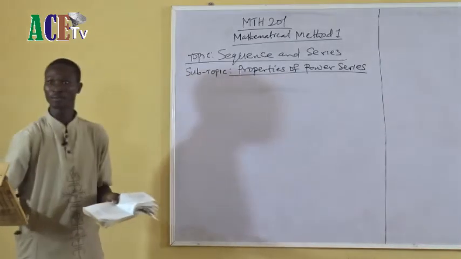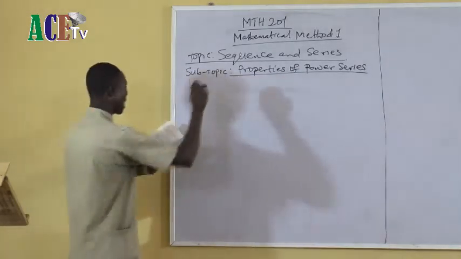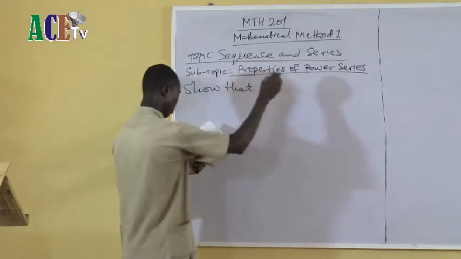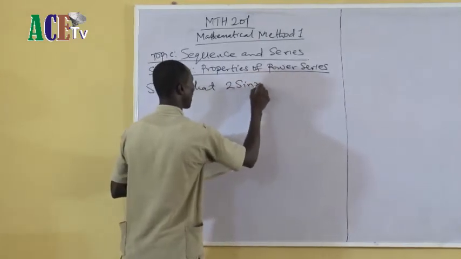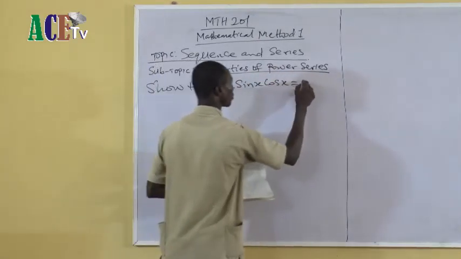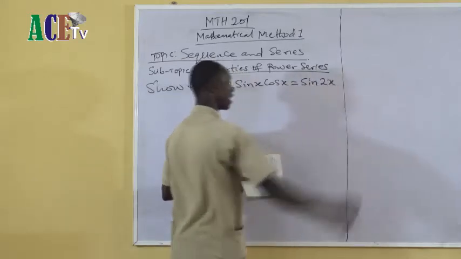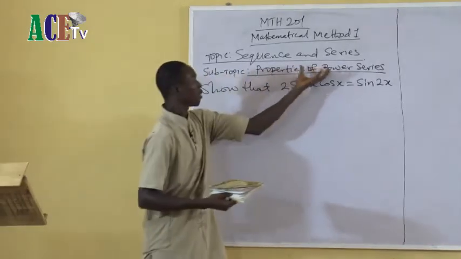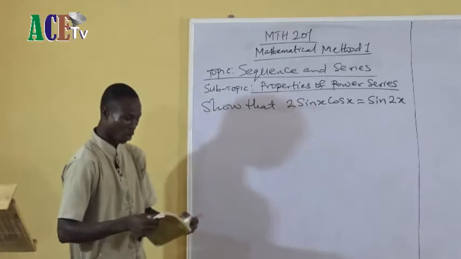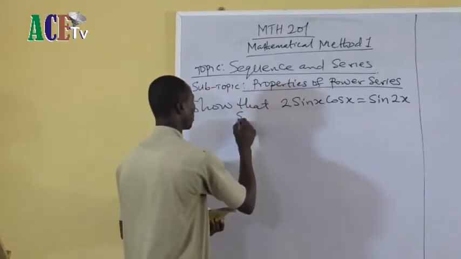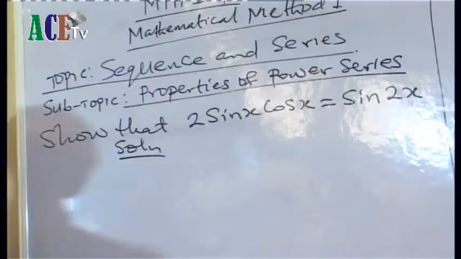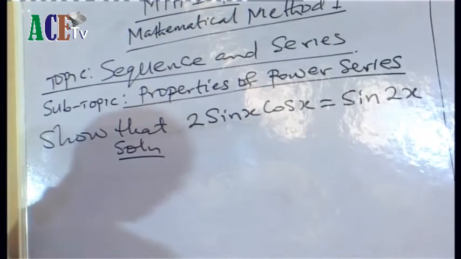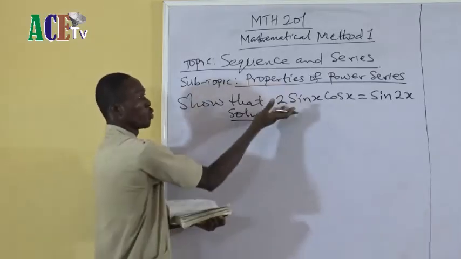But this afternoon, we are going to another example, and the example says we have to show that 2 sine x cos x is equal to sine 2x. This is a trigonometric identity, and we want to use the power series to show this one. And what are we going to do in the solution for that problem? We are going to know what is sine x and what is the expansion of cos x. Then after that, we are going to multiply it by 2.